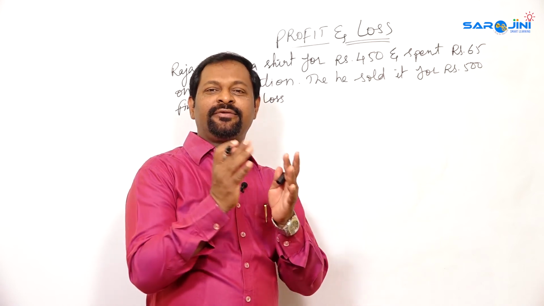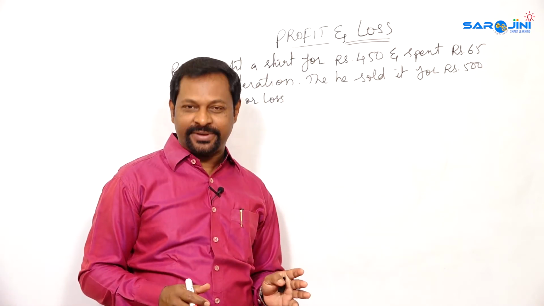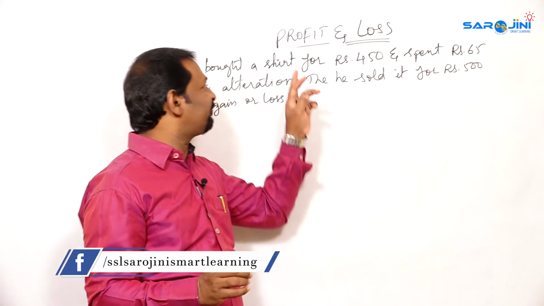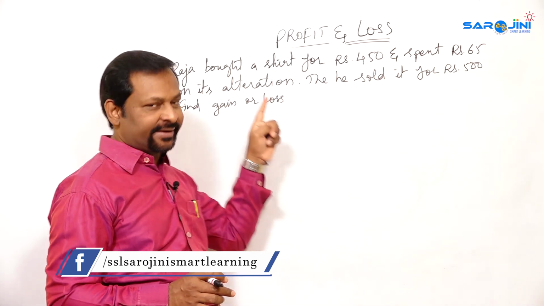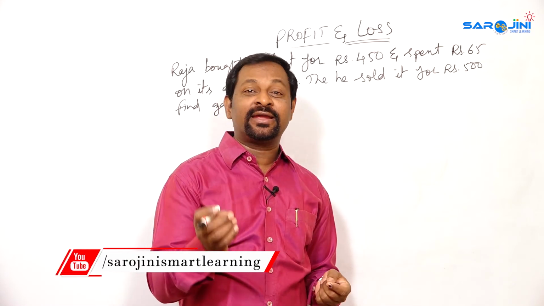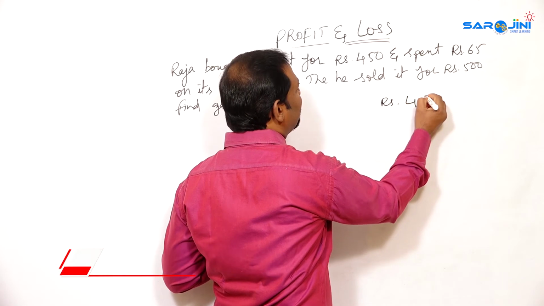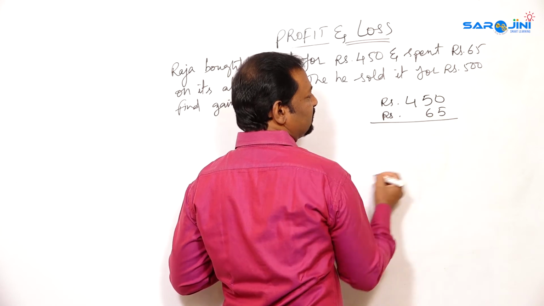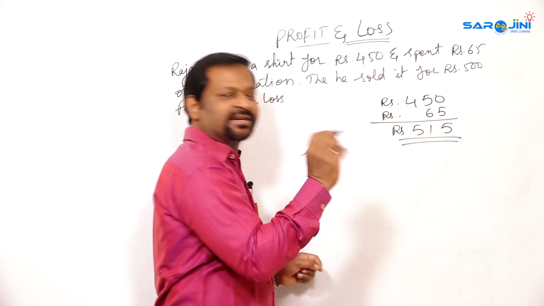You read the question and try to understand it. Raja bought a shirt for 450 rupees. So Raja is a person who purchased a shirt from the shop for 450 rupees and spent 65 rupees on its alteration. After getting the shirt, he did some repairing to the shirt and again paid 65 rupees. That means in total he purchased the shirt for 450 rupees and also paid 65 rupees for alteration. So this is nothing but 550 rupees spent on that shirt.